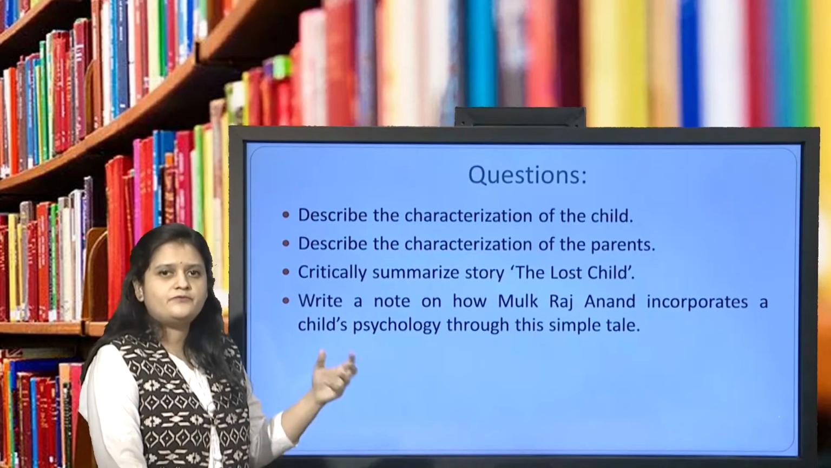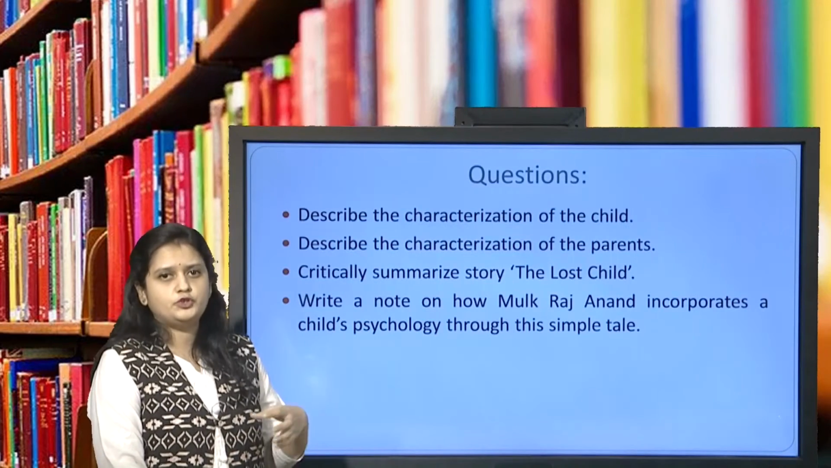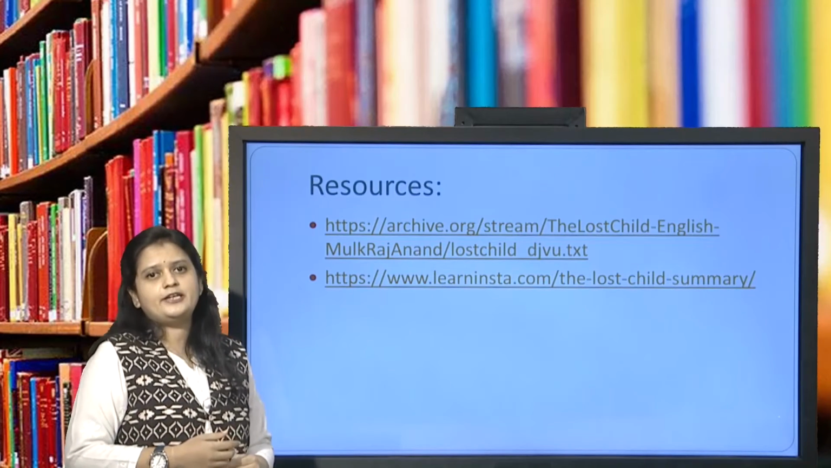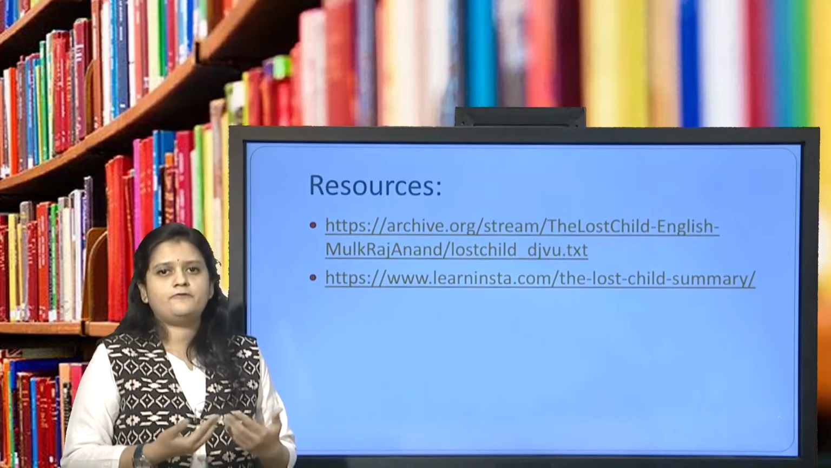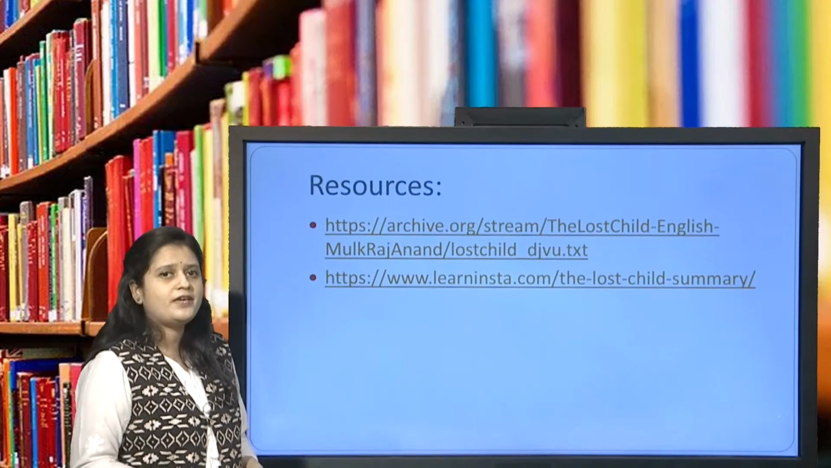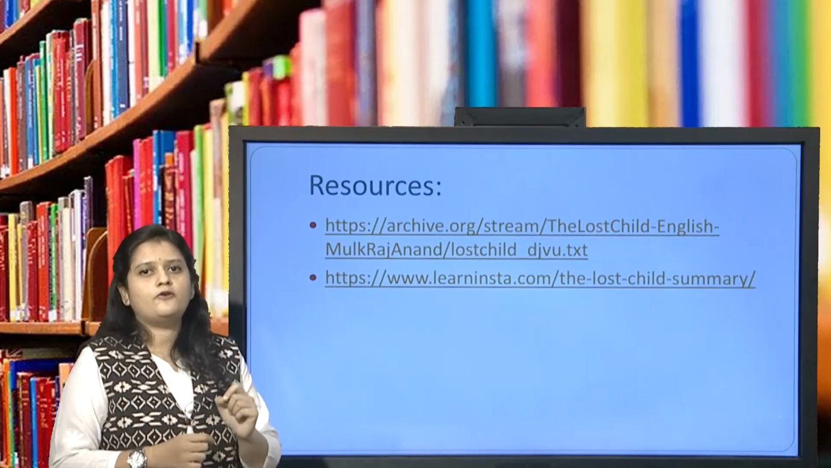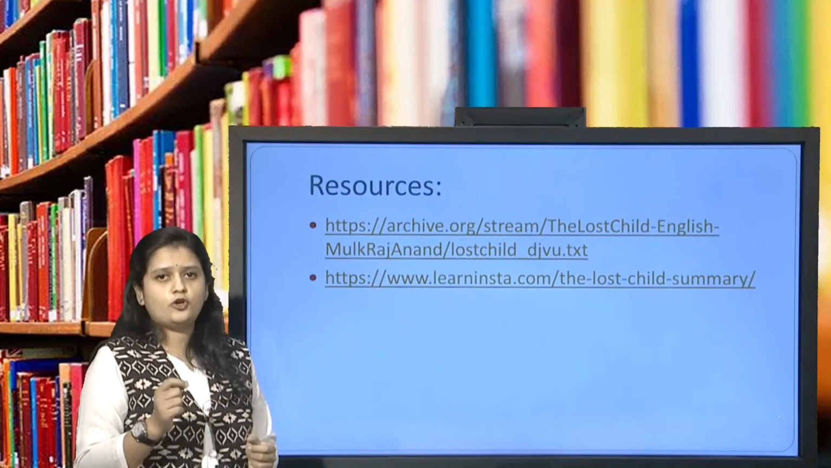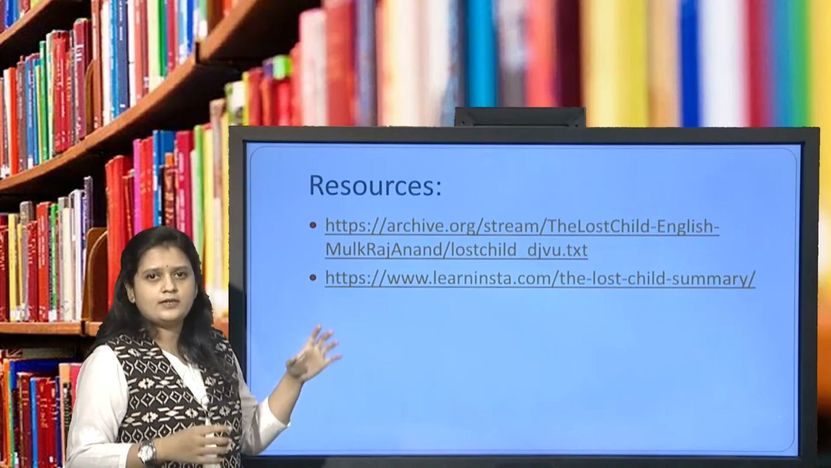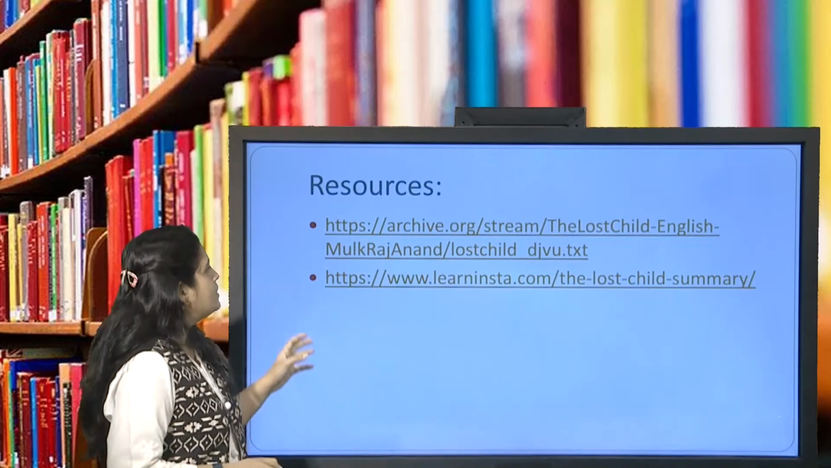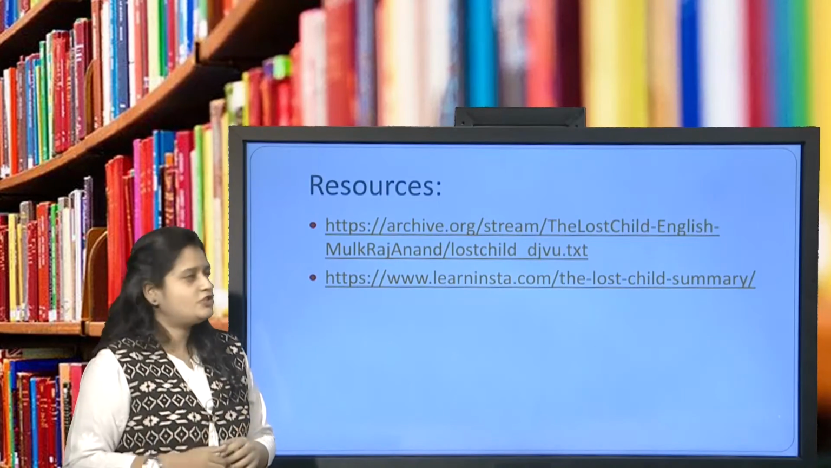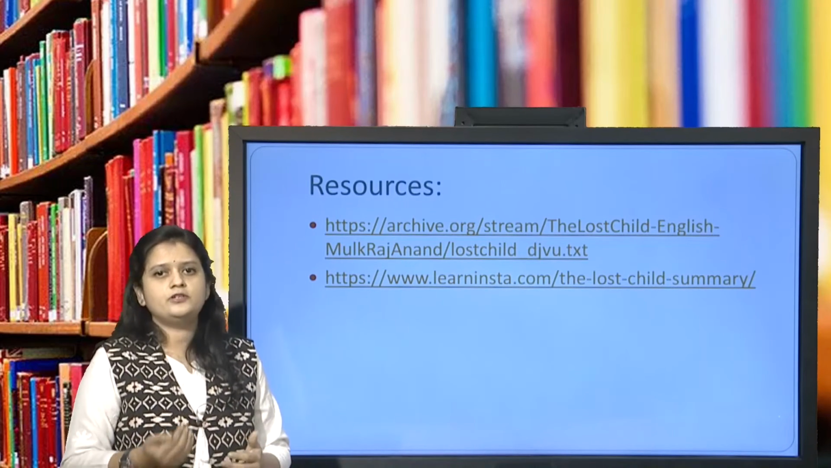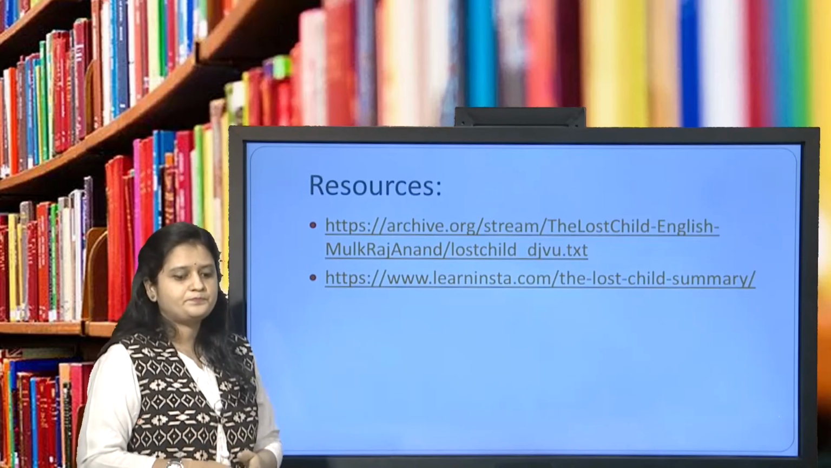So when you take this exercise and you answer the questions, you will get a better understanding of the story. Coming to the resources, since we are students of literature, learners of literature, we must always look up the primary source of the text, and I would recommend that you read the actual story, The Lost Child. If you click on the first link, it will take you to the original text. And the second resource will give you a critical analysis of the story. This is for your further reading.